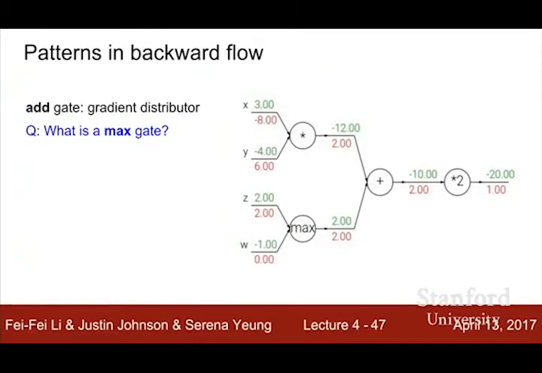Exactly. So the answer that was given is that z will have a gradient of 2, w will have a gradient of 0. And so one of these is going to get the full value of the gradient just passed back and routed to that variable, and then the other one will have a gradient of 0. And so we can think of this as kind of a gradient router. Whereas the addition node passed back the same gradient to both branches coming in, the max gate will just take the gradient and route it to one of the branches.